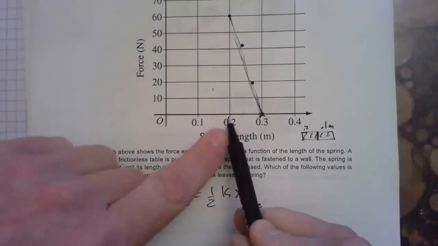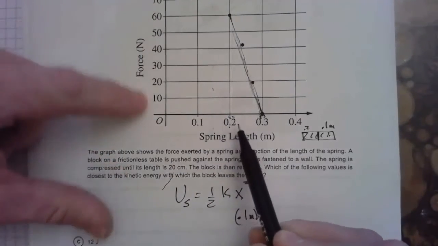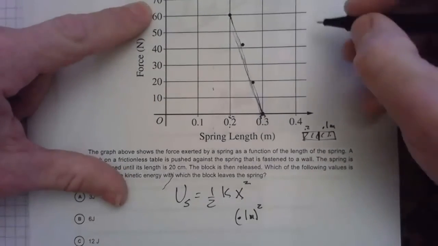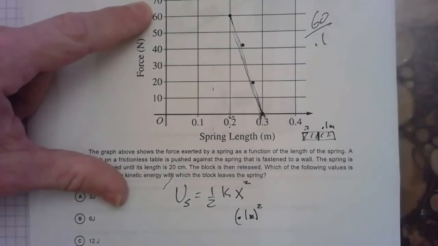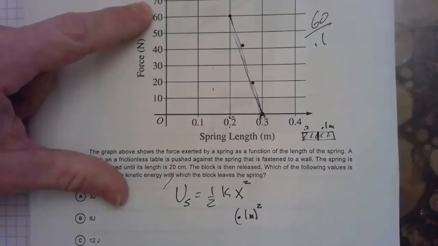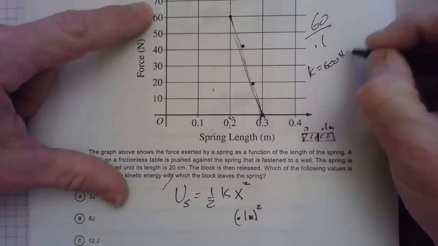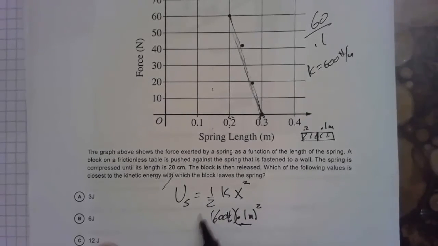So this is going to be 0.1 change, and it's going to be 60 newtons. So 60, change in y is 60 over change in x, which is 0.1. So that is going to be 600. So our K value is 600 newtons per meter. So I know my distance compressed is that. This is 600 newtons per meter. This is 1/2, of course.